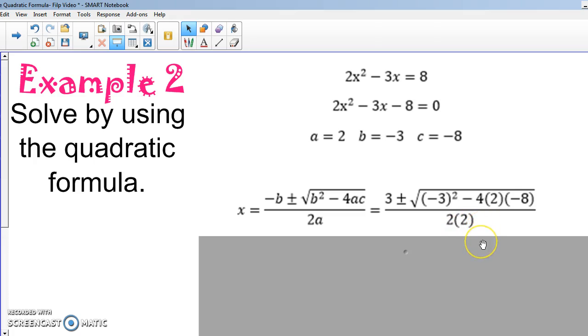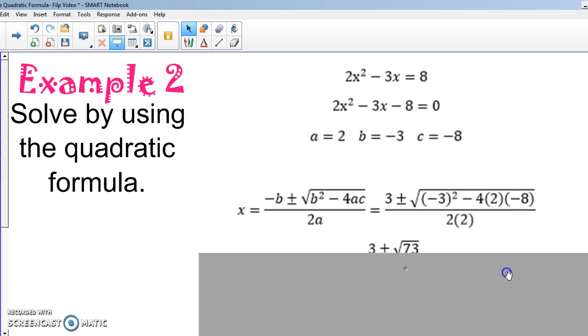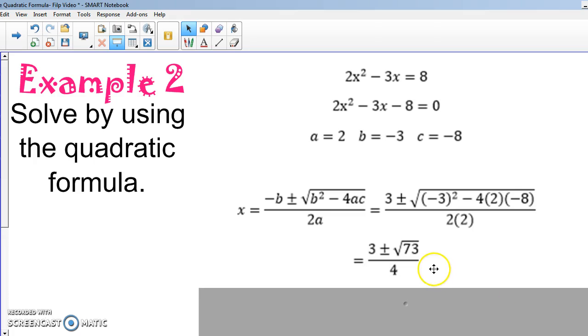All right, now what we're going to do is we're going to simplify it. We're going to simplify what's under the square root first. So I want you to type this in just like you see it up here to your calculator. When you have that typed in, you should have gotten 73 under the square root. And then we can go ahead and simplify. The 2 times 2 is going to give us 4. So all of this stuff simplifies into 3 plus or minus the square root of 73 divided by 4.